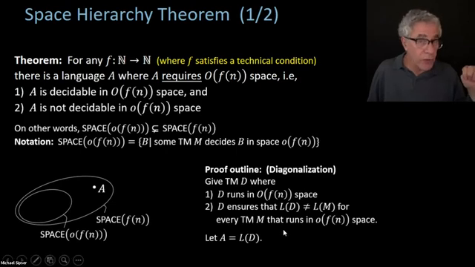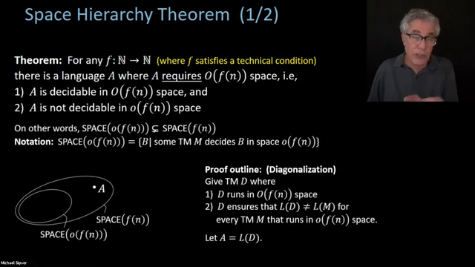Okay, so it looks like a tall order that D has to make sure that for every machine, its language differs from that machine's language if that machine is running in little o of f of n space. But it's basically going to be a diagonalization. So for all of the different possible inputs to D, that input is going to actually code up a machine on which we're going to make sure that we're different from that machine if it's a small space machine.